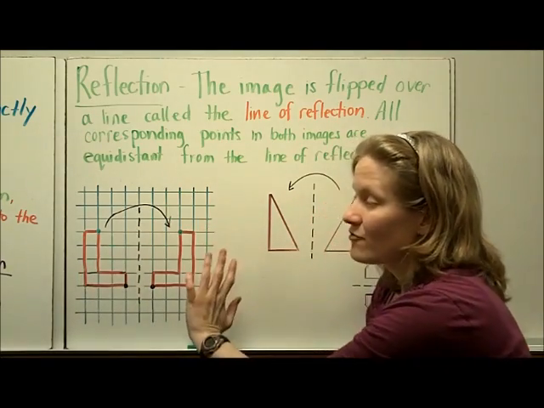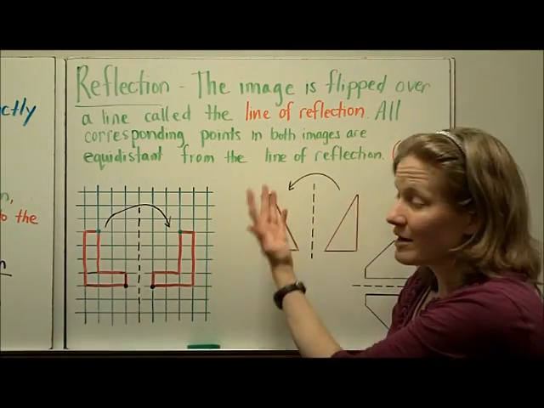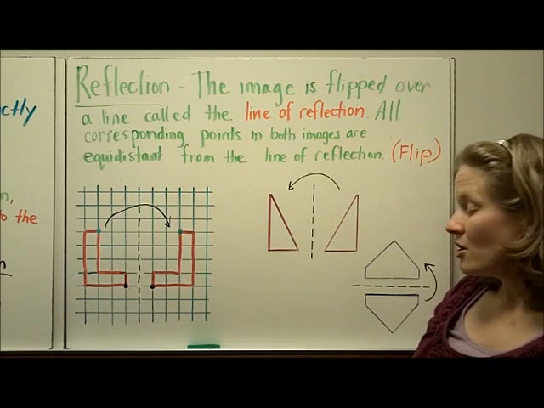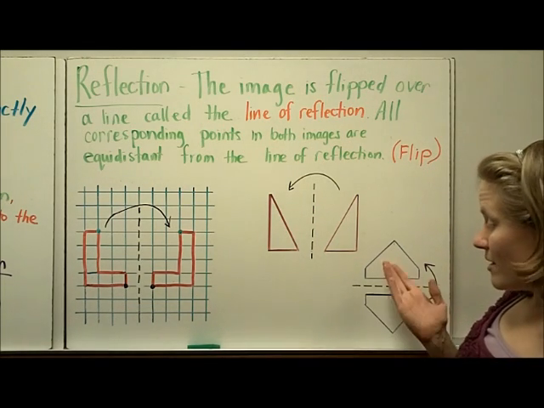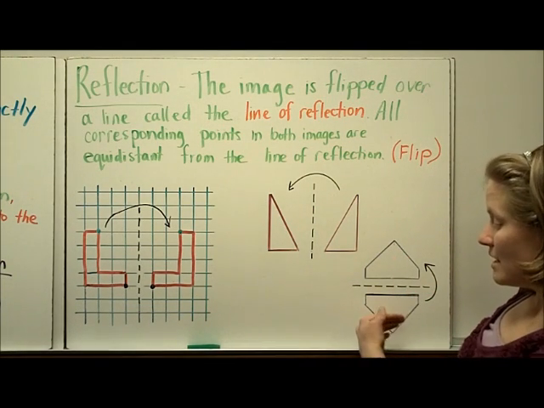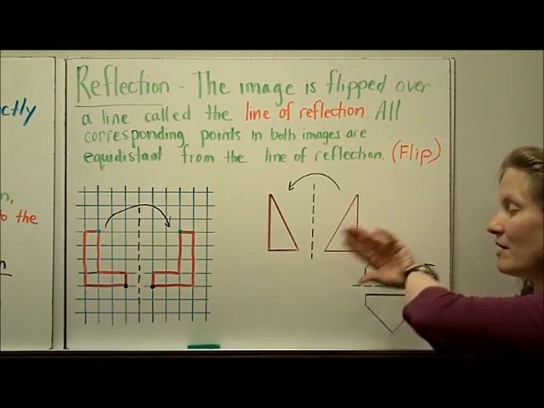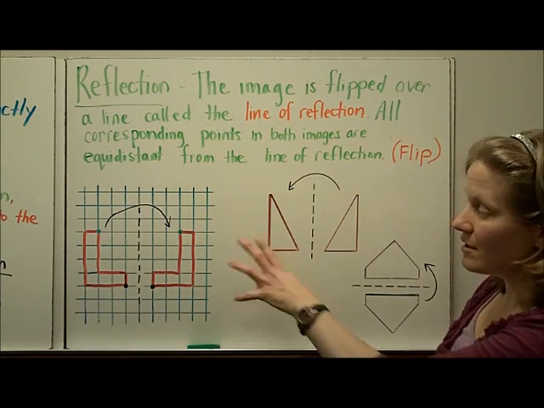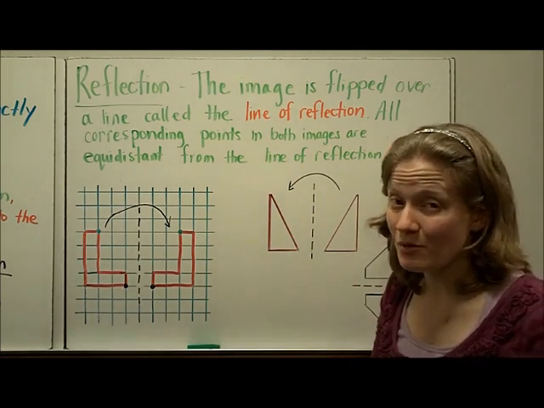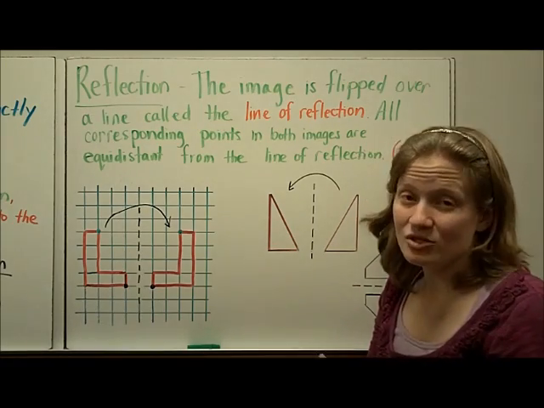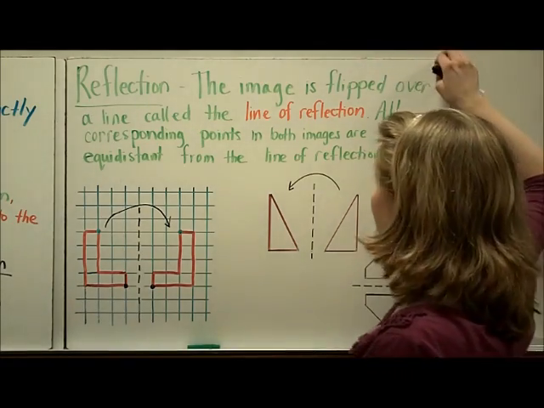Doesn't always have to go from left to right. We can go from right to left over the line of reflection, or we can even go from top to bottom, or in this case, it's gone from bottom flipping up to the top. So in all these cases, we would call this transformation a reflection, and in each of these, the shapes are still congruent.